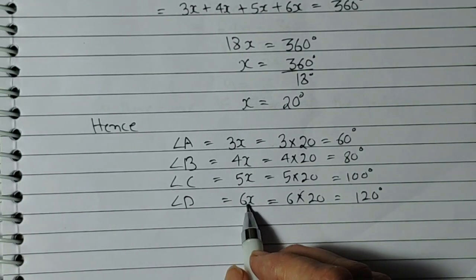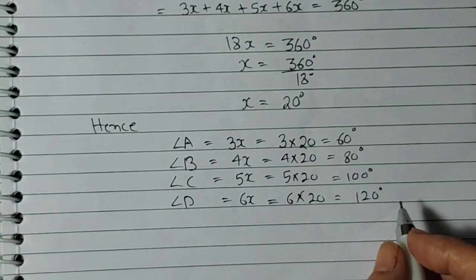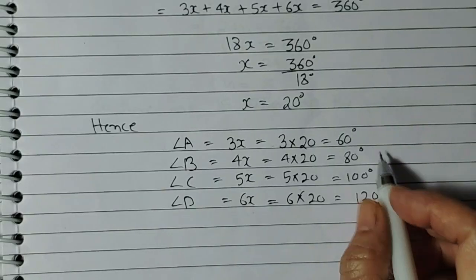And angle D will be equal to 6x, which is 6 into 20, which is equal to 120 degrees. These are the answers.